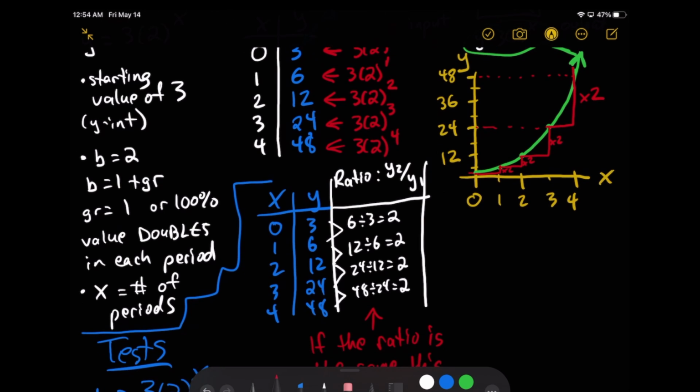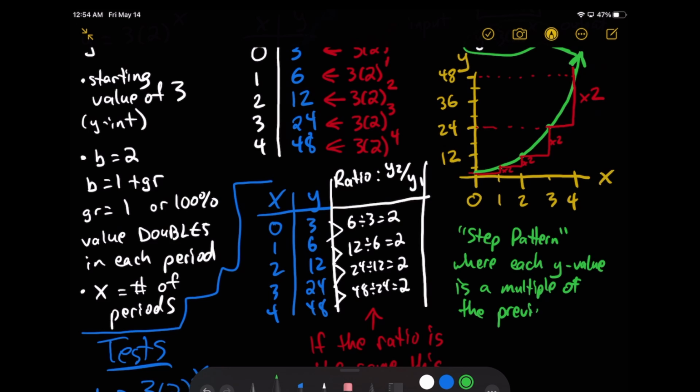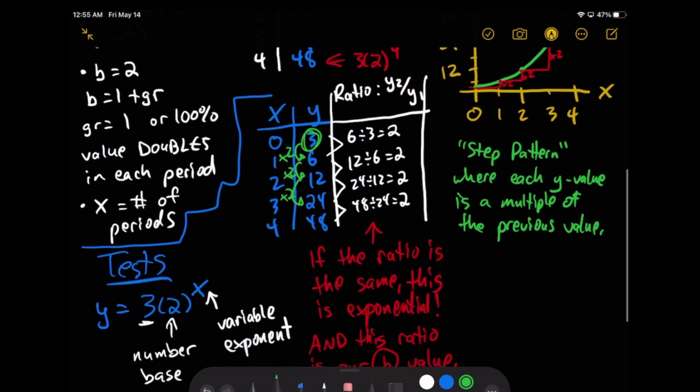I don't even really know what to call this. We'll call it a step pattern. It's a step pattern where each y value is a multiple of the previous value. So basically, in order to find the next y value, I take the y value before, and I multiply by 2, and I multiply by 2, and I multiply by 2. And if my b value was something different, it's only 2 because this specific equation is 2. If it was a 3 or a 4 or a 5, whatever the number is, as long as I'm multiplying each time to find the next number, that means it's exponential.